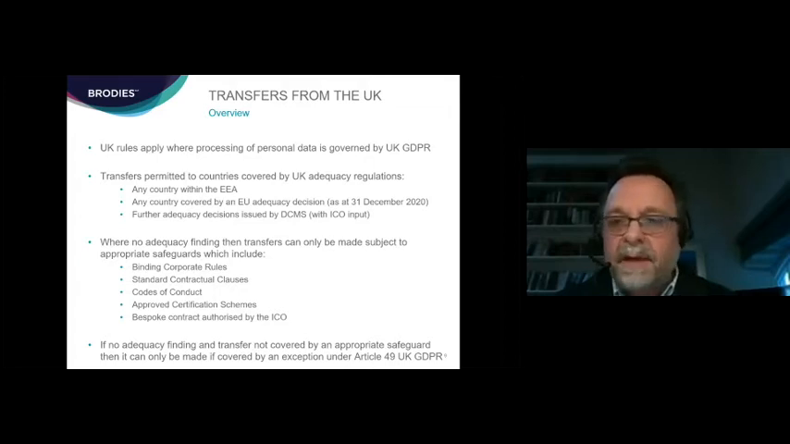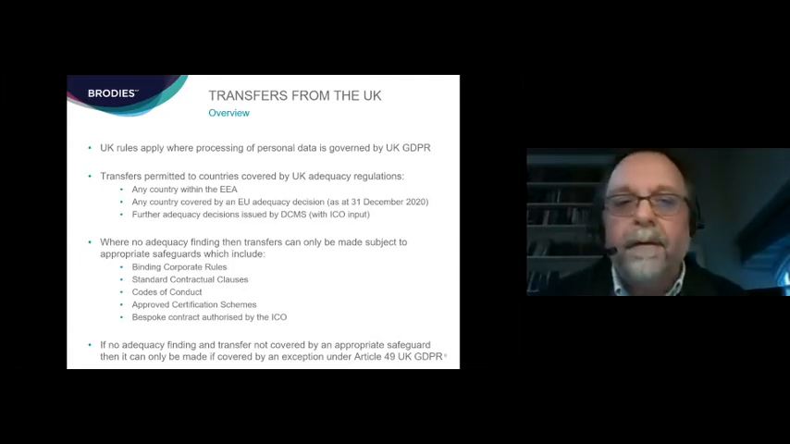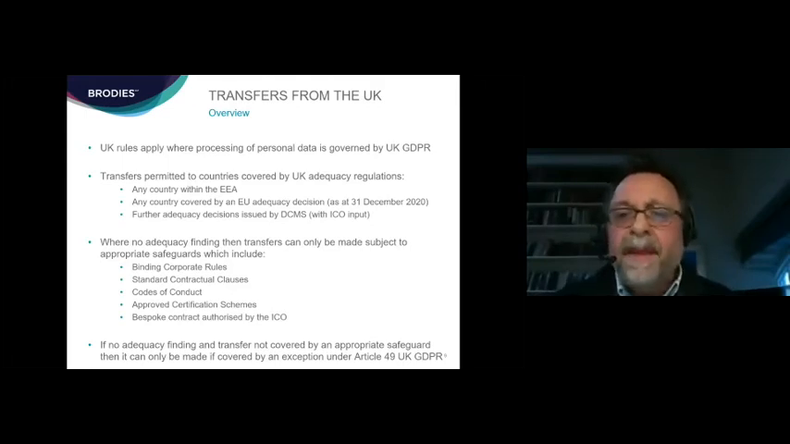So any country within the EU, you can freely transfer data. Any country covered by an EU adequacy decision, as at the end of the transition period, so 31st December 2020, is covered. And then there will be further adequacy decisions issued by the DCMS with input from the ICO. So that is the adequacy regime that we have within the UK. Where there is no adequacy finding, then restricted transfers can only be made subject to appropriate safeguards, which include binding corporate rules, standard contractual clauses, codes of conduct, approved certification schemes, and bespoke contracts authorised by the ICO.